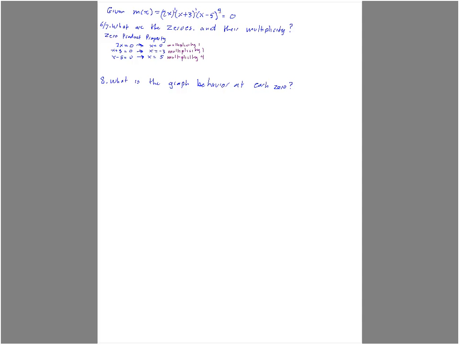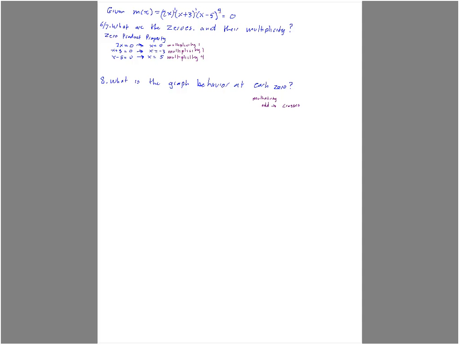And what is the graph behavior at each 0? That one depends on some rules of how these functions behave with certain multiplicities. So the general rule is that if the multiplicity is odd, then it crosses.